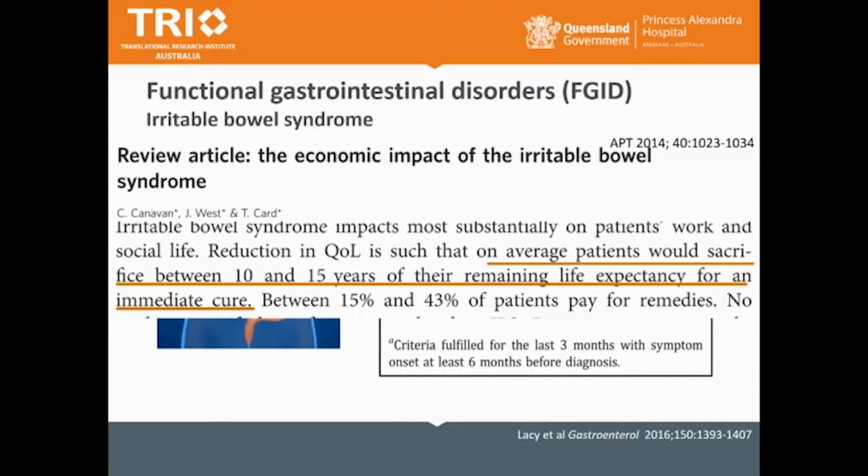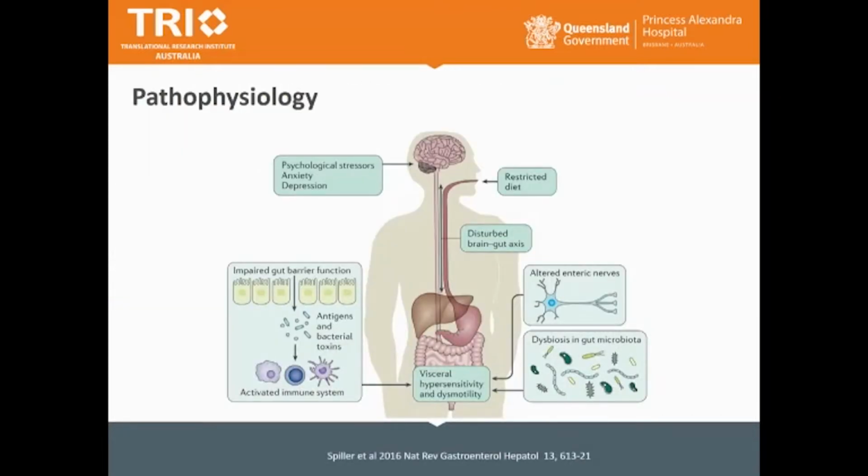And this is a review article that was published a few years ago now, suggesting that on average, the reduction in quality of life in patients with IBS would actually be that bad that on average they'd sacrifice 10 to 15 years of their life for an immediate cure. So we're talking about a pretty difficult condition for a lot of patients. So something for us to really be aware of when we're thinking about IBS and ways to manage the condition.